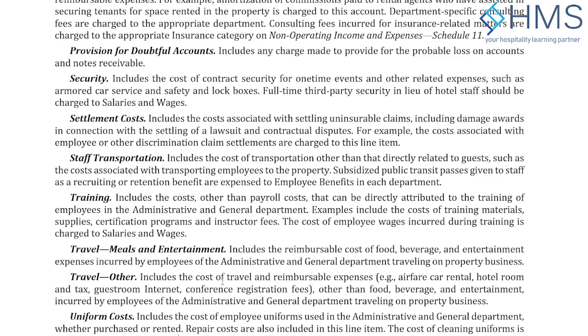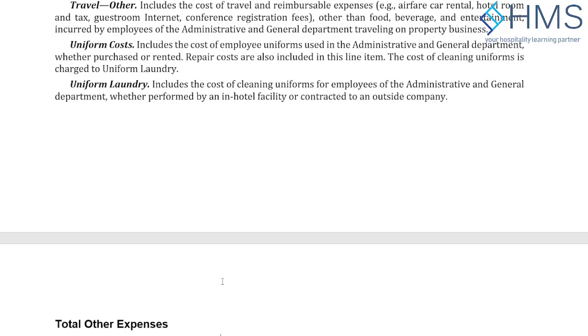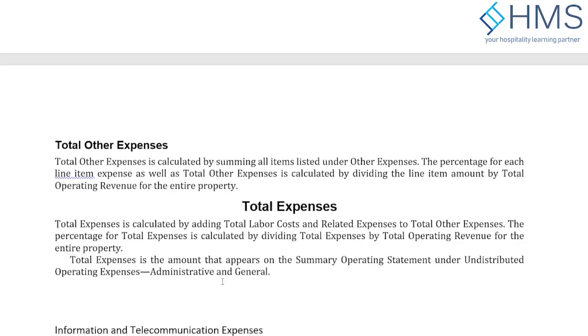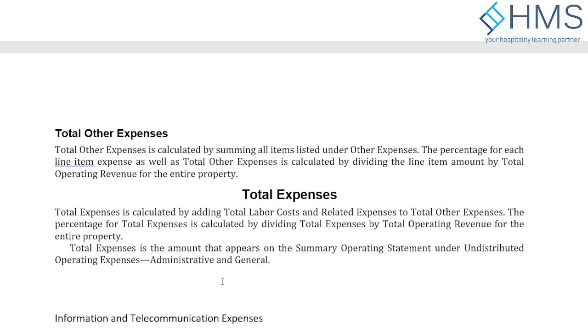Then you have traveling, meals and entertainment, and travel others, for when you are traveling for official purposes. The meals and entertainment, meaning the gratis and the meals, will go to one account. The cost of hotel, tickets, booth fees or the guest room internet will go into travel others. Then you have uniform and uniform laundry, which is for the uniforms of the A&G department and also the cleaning cost of the A&G department. So that's the overall expenses for the administrative and general department. In the next video, we're going to be looking at the IT expenses.